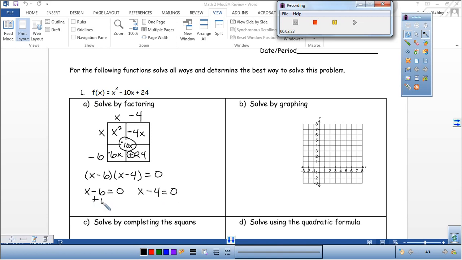So you add 6 to both sides, and you get x equals 6. Here you add the 4, and you get x equals 4. So your solutions to this are x equals 6 and 4.